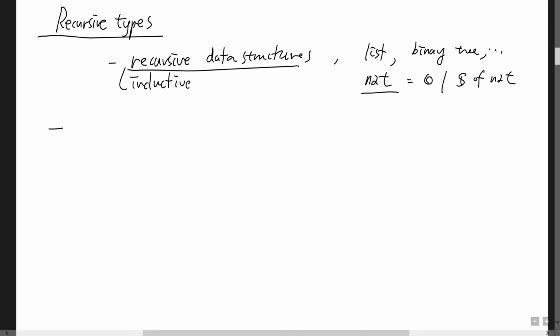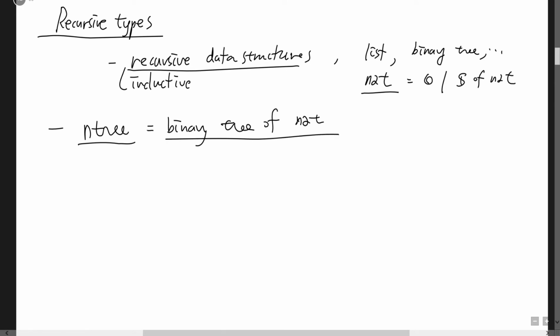We'd like to create binary trees of natural numbers. Let's use this net tree to mean a binary tree of natural numbers. So it is a binary tree, so it is either a singleton leaf node or it could have two smaller child subtrees.